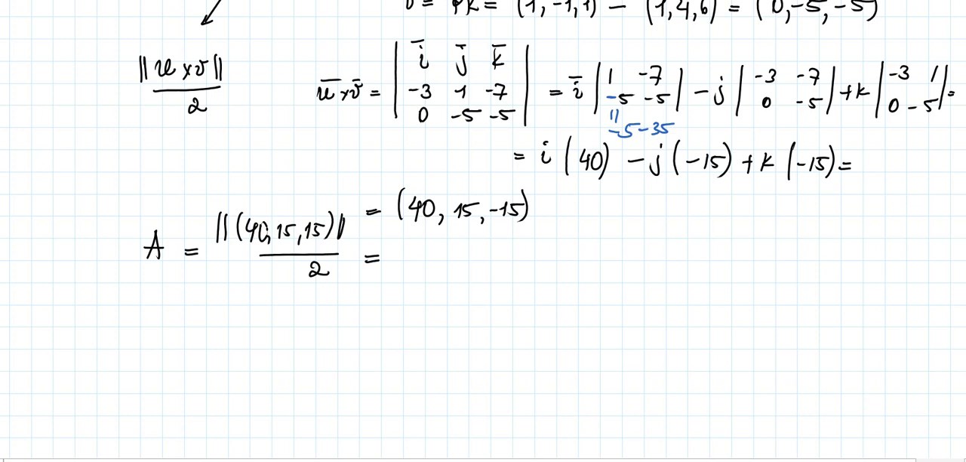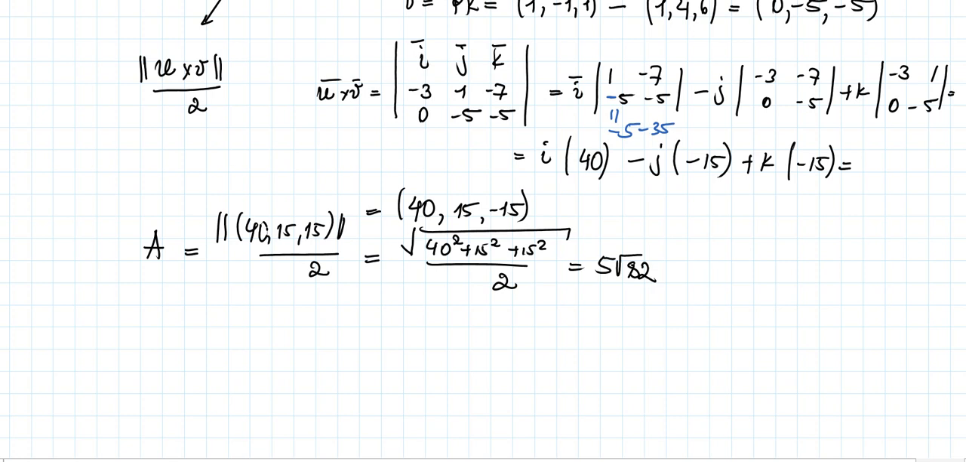This can be found by taking the square root of this. It's going to be the square root of 40 squared, plus 15 squared, plus 15 squared, divided by 2, and you can easily calculate this using a calculator. This is going to be actually 5 multiplied by the square root of 80 over 2.